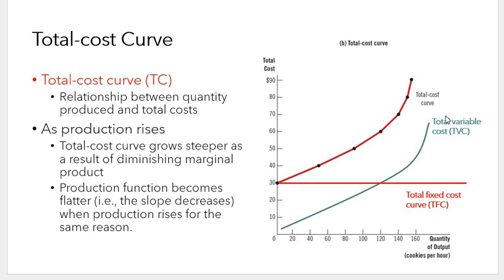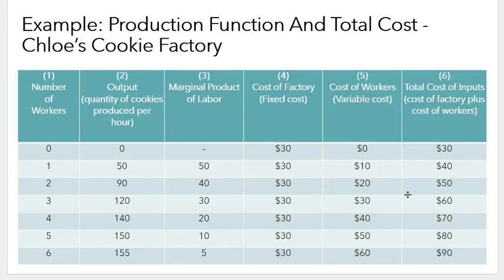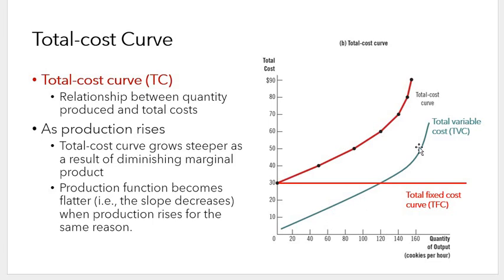So on this graph, I also plot a total fixed cost, which is $30. It doesn't change, right? No matter how much output you produce, no matter how many labors you put in, the total fixed cost will be a horizontal line, like this red line here. And I also plot a total variable cost. So if you recall, total fixed cost, TFC, and TVC, they are basically columns 4 and 5 from this table, right? So we have these two curves.